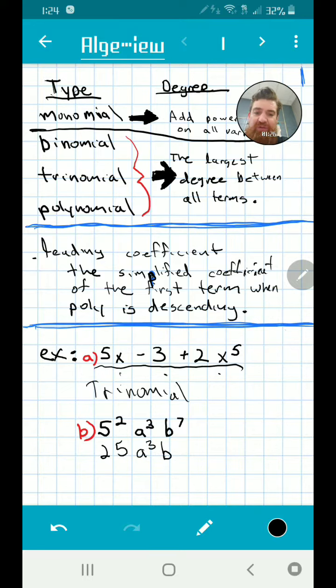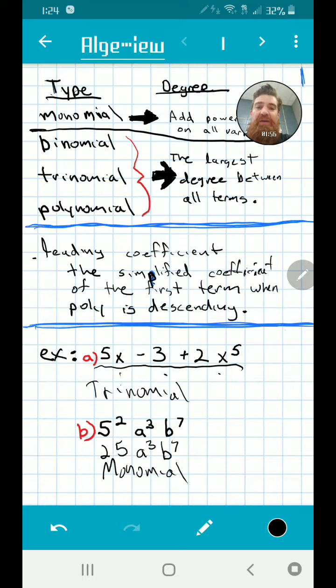Now, this is only one term. Even though it's made up of a's and b's and we've got a coefficient of 25, it's still only one term. We only count terms as things that are separated with addition or subtraction. This is all connected with multiplication, so it's one term. One term means it's a monomial. Monomial.